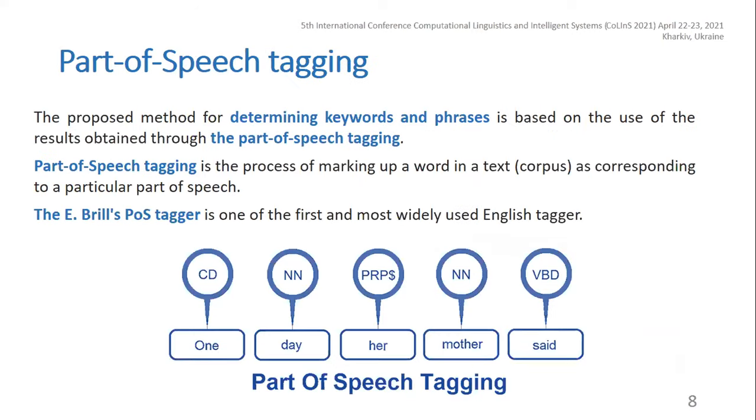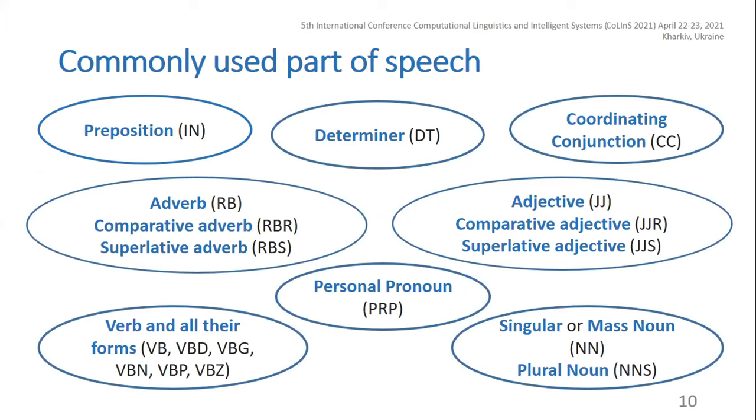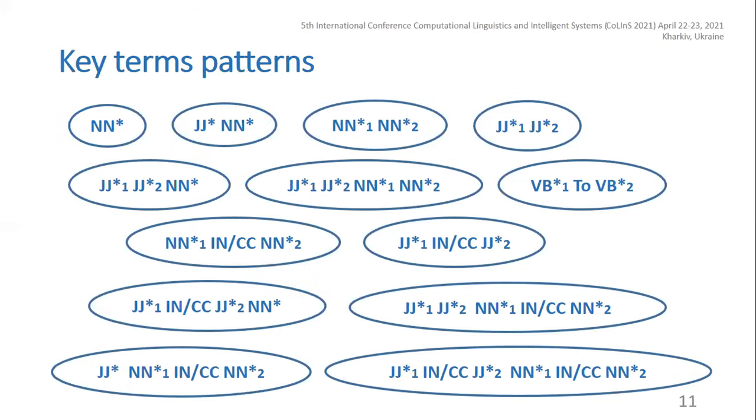The method proposed in this work for determining keywords and phrases is based on the result obtained through the process of classifying words by parts of speech. This slide presents the Penn Treebank list of tags used for the part of speech tagging task. The next slide presents the most used parts of speech in English, such as determiners, nouns, verbs, and so on. In general, individual nouns that are usually related to people, places, scenes, or concepts, and nouns coupled with adjectives are considered key terms. Also in this work, phrases that satisfy the patterns presented on this slide are considered important.